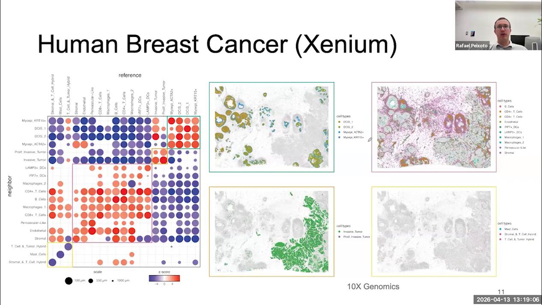Now, looking at tissues that are not as organized as the cerebellum, here we're looking at a human breast cancer assayed by Xenium, and we can see that even though it's not as organized as the cerebellum, there is still some structure that was identified by CRAWDAD. So here we have the in situ carcinoma and the cell types that share a similar result.